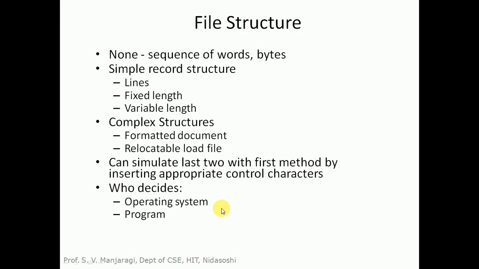Now let us see the file structure. A file can be viewed as a collection of bits, words, or bytes. A file is a simple record structure. It may contain a set of lines. It may have a fixed length, or a file can be of variable length. And the file can be a formatted document or a relocatable load file.